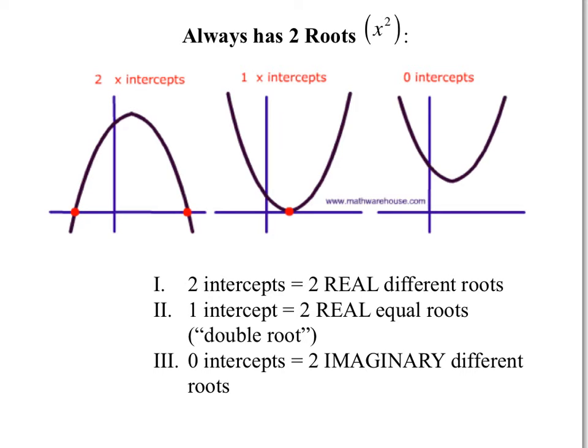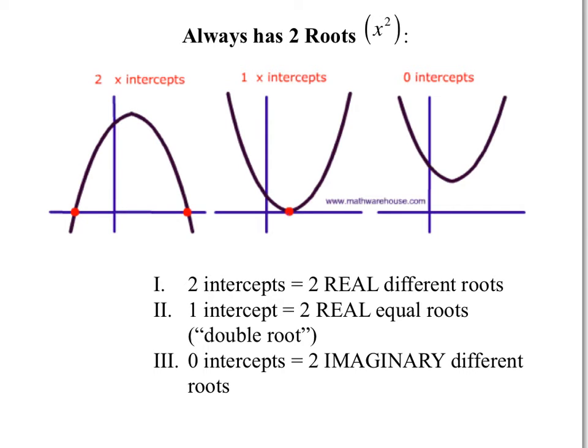And here's an explanation of the nature of the solutions. When you have two intercepts, which is this diagram right here, you're going to have two real solutions that are different. You'll have two different x values. For the one intercept, you're still going to have two roots, and they will be real since they're touching the x-axis, but the two roots will be equal. The two x values will be the same number.